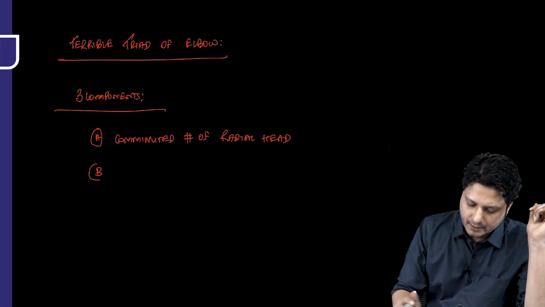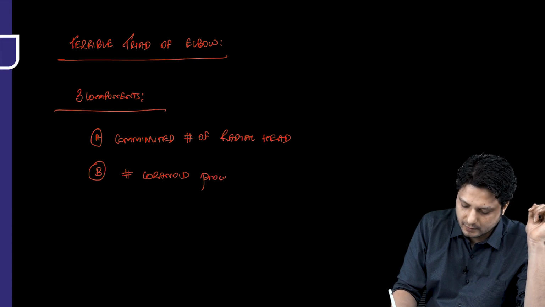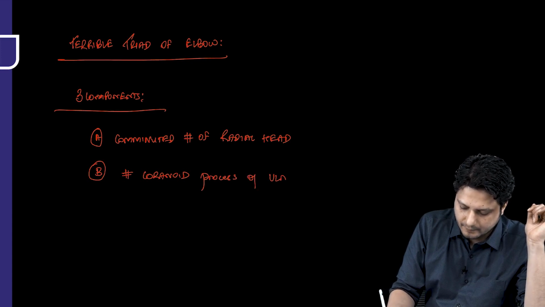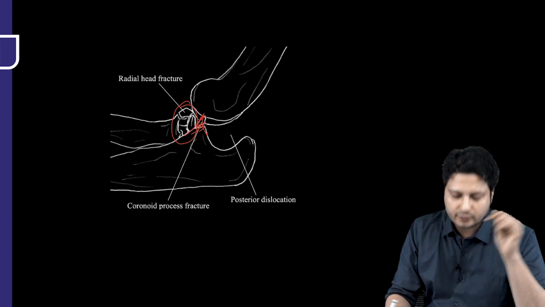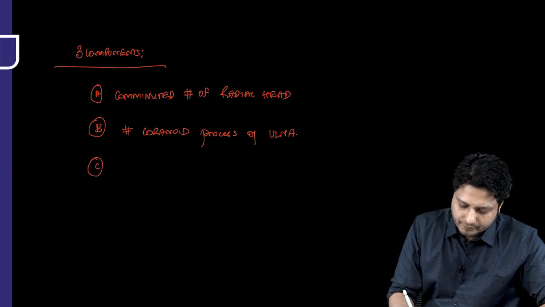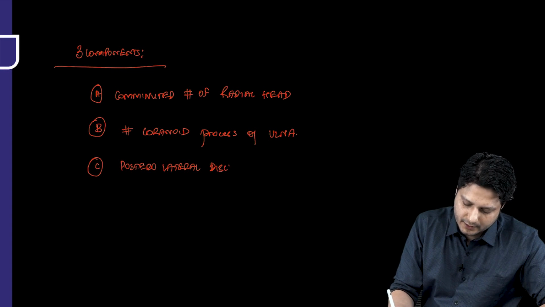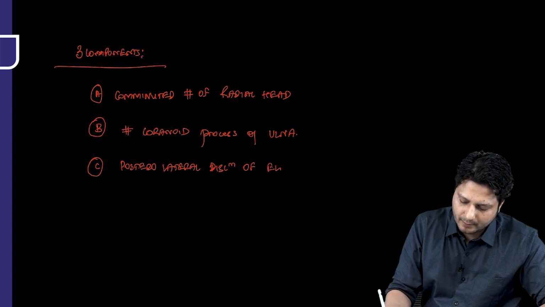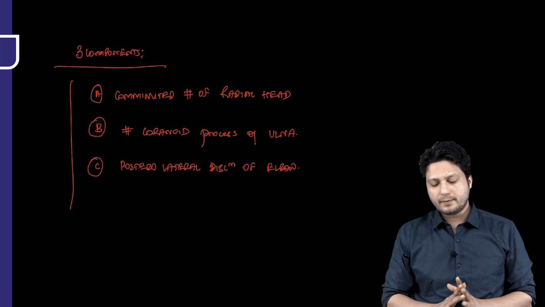Then point number 2, there is a fracture of the coronoid process of the ulna. Alright. Now if you look at this picture again, this is the coronoid process of the ulna and it is also fractured. So fracture of the coronoid process of the ulna. And the third one is posterolateral dislocation of the elbow. Alright. So these are the 3 components of the terrible elbow triad.